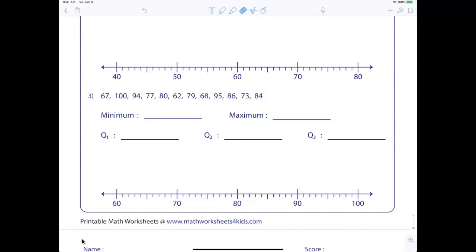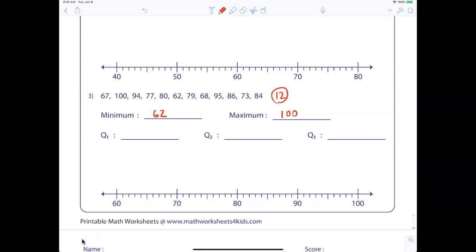You guys have to help me figure out what's the minimum number here? 62. And what's the maximum, please? 100. All right. And I counted them, and I'm going to double check myself. I think there's 12. 2, 4, 6, 8. So there's 12 numbers, right? So is there a middle number? No, there isn't a middle number, correct?